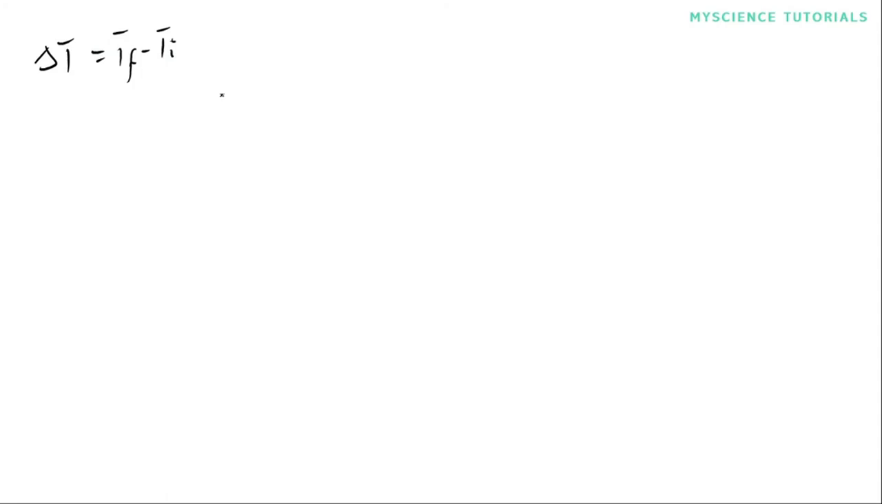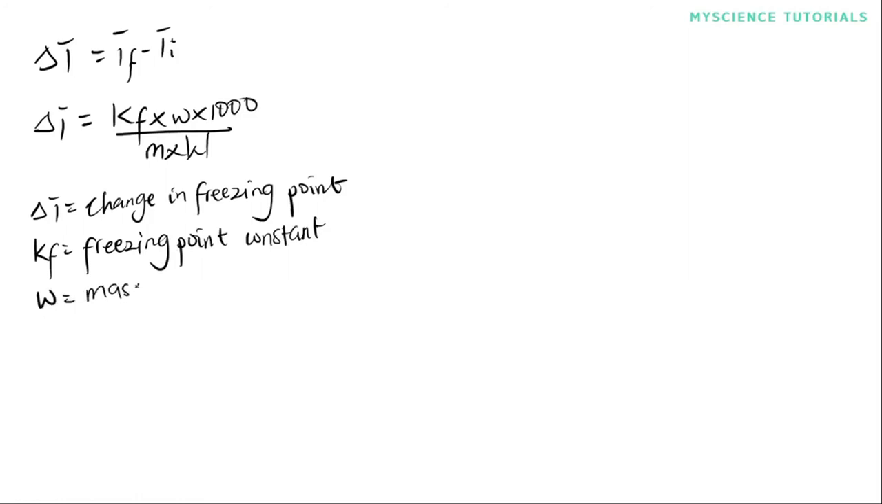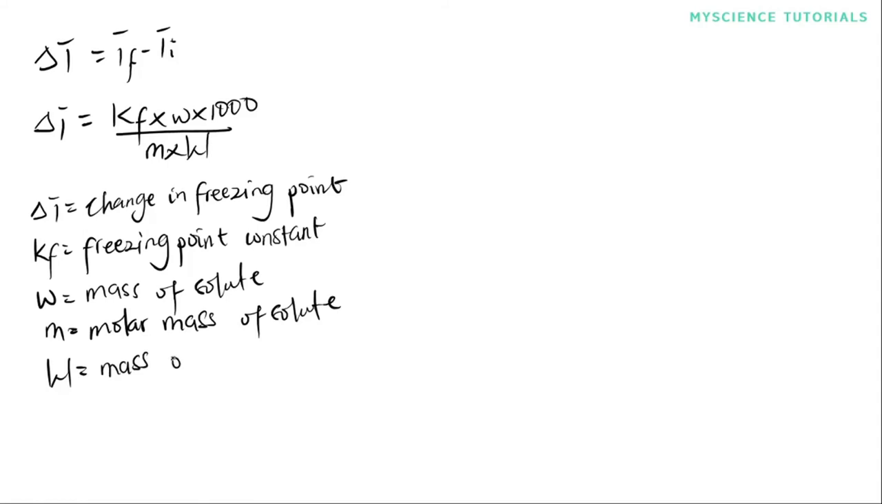Now delta T can be given mathematically as delta T is equal to Kf multiplied by W multiplied by 1000 over small m multiplied by capital W, where delta T is the change in freezing point, or the freezing point depression, and Kf is the freezing point constant. The small w is the mass of solute. The small m is the molar mass, or the molecular mass of the solute. And capital W is the mass of the solvent.